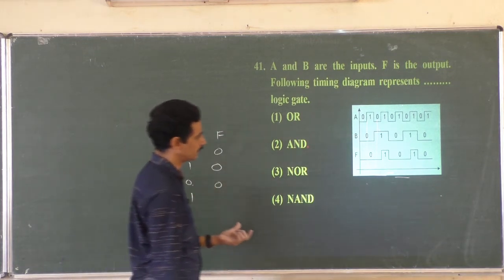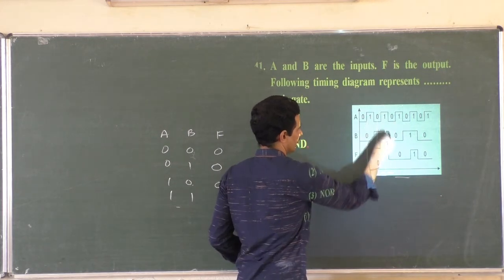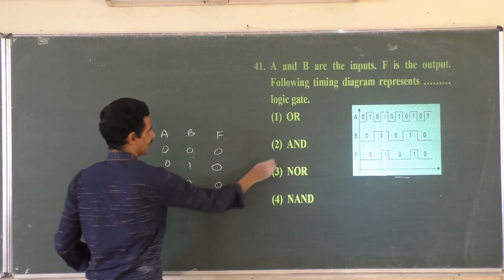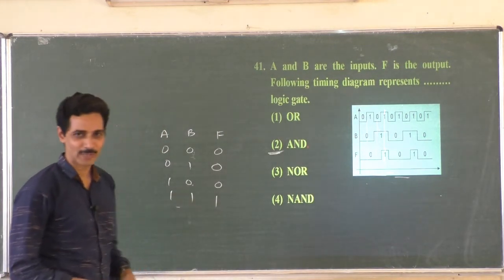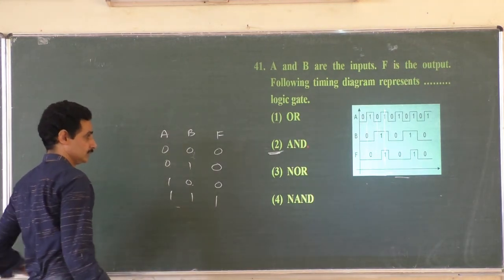Now you have to search both 1. Anywhere with both 1. 1, 1, 1. See this here. 1, 1, 1. Again AND gate, right? That is the correct answer, right? Option 2 again. Very simple, right? We will go to 42.